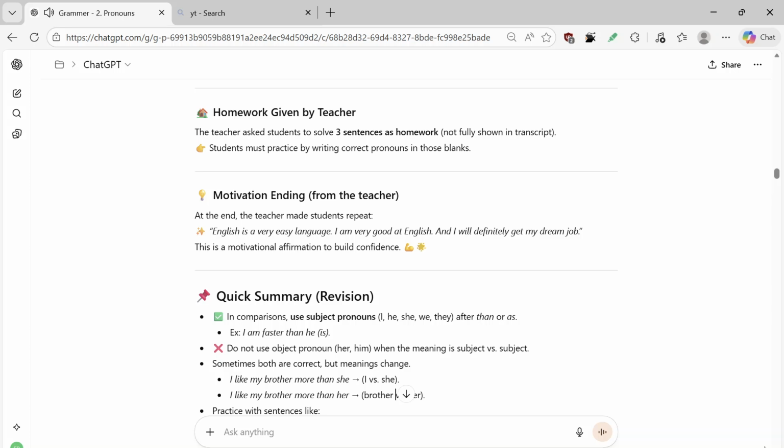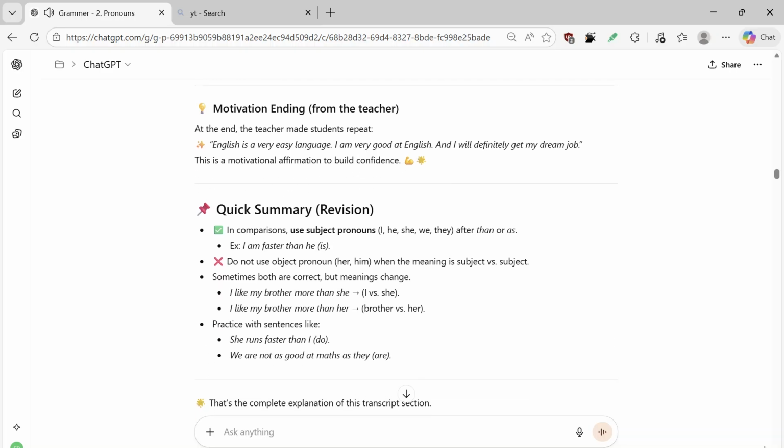Quick summary for revision. In comparisons, use subject pronouns I, he, she, we, they after than or as. For example: I am faster than he is. Do not use an object pronoun, her or him, when the meaning is subject versus subject. Sometimes both are correct, but the meanings change. I like my brother more than she: I versus she. I like my brother more than her: brother versus her. Practice with sentences like: She runs faster than I do. We are not as good at maths as they are. That's the complete explanation of this transcript section.